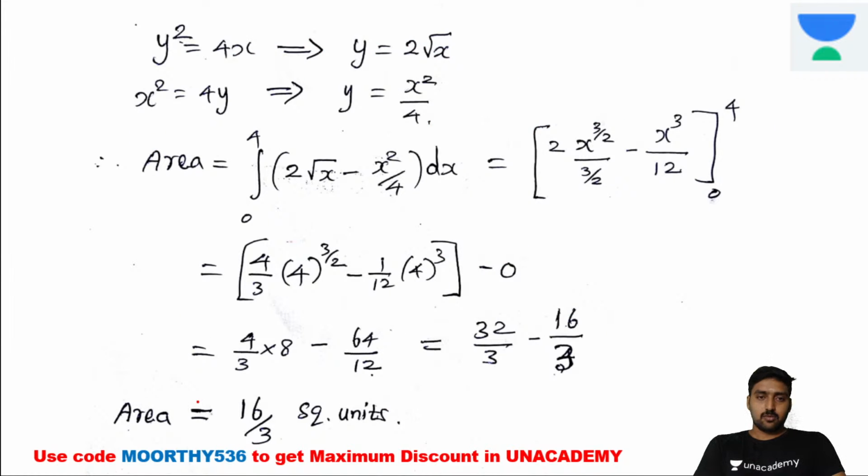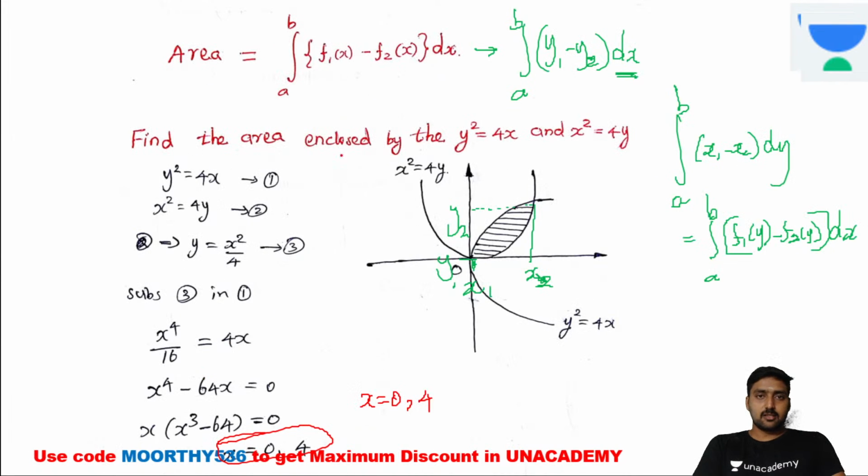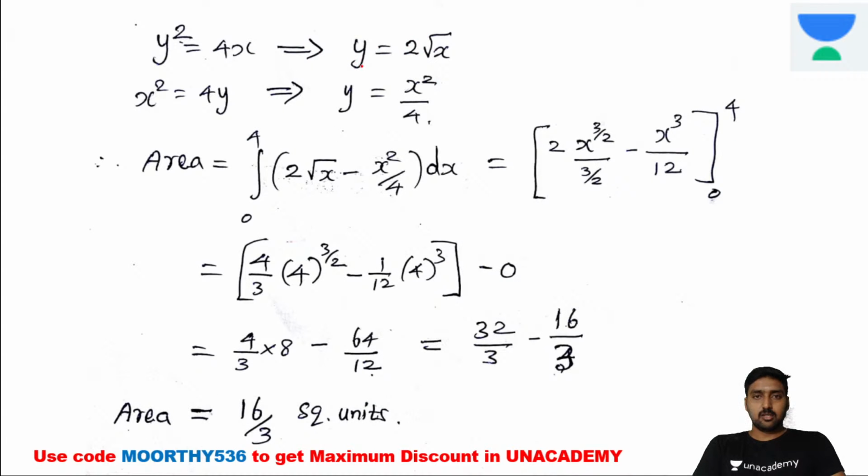Now we are going to substitute. So this is the formula. In terms of the x variable we need to substitute y1 and y2. From the first equation we are going to calculate y1. Y square is equal to 4x, so y1 is equal to 2 into root x. Second, from the second equation, y2 is equal to x square divided by 4. Now substitute these two functions into the formula.